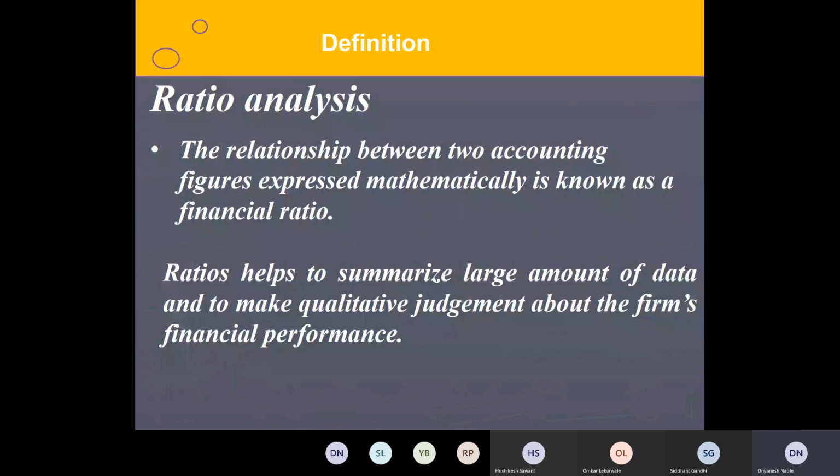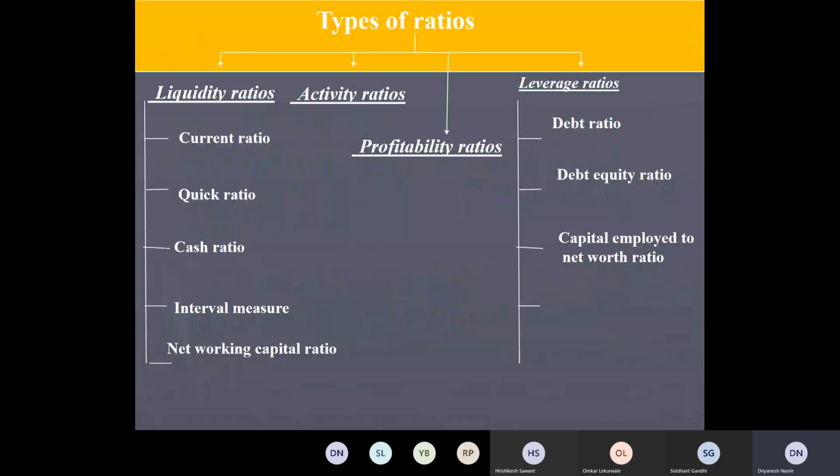Okay, now let us see what are the various types of ratios we are going to look into. So there are majorly four types of ratios. Liquidity ratio, which measures the firm's ability to meet current obligations. Means within a period of 1 year, or say within a period of 3 months down the line, how well the company is in a position to meet its obligations. So how do we find it out?